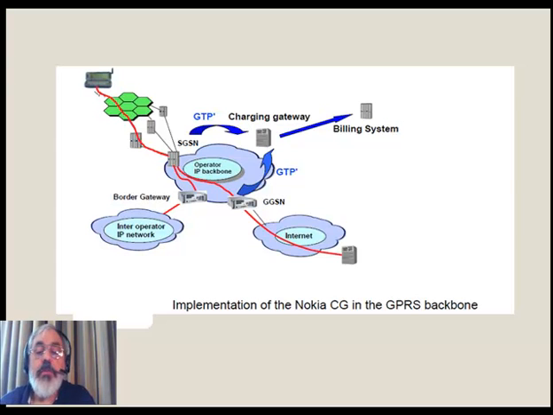This is a diagram of the Nokia Siemens GPRS environment, and as you can see, both their SGSN and GGSN communicate with their charging gateway using the GTP prime protocol in order to do the polling that we talked about. They also have a hookup to a border gateway for their hookup to their IP network partners, and the GGSN hooking up via an APN to the internet.